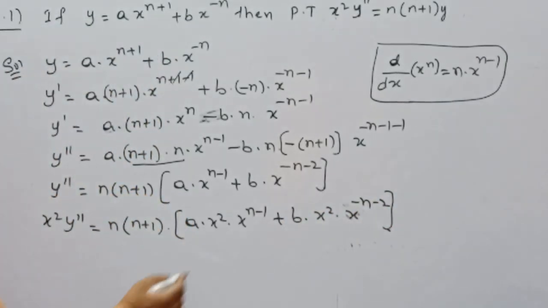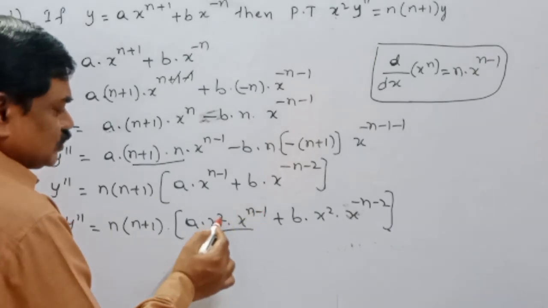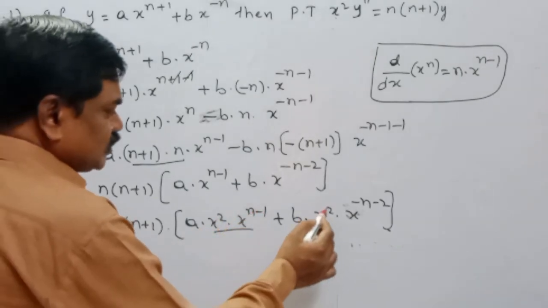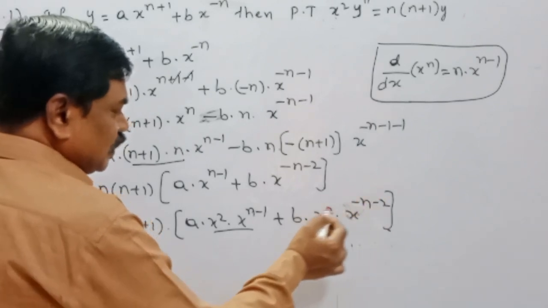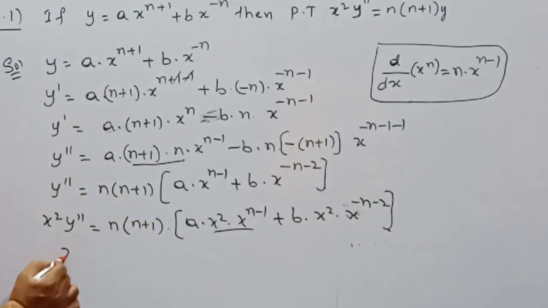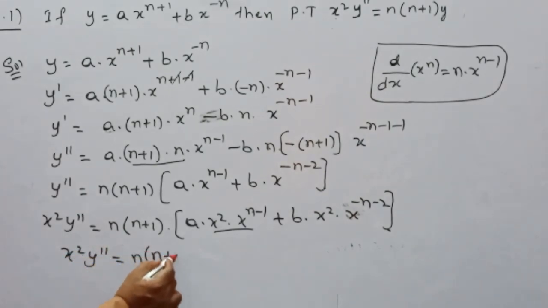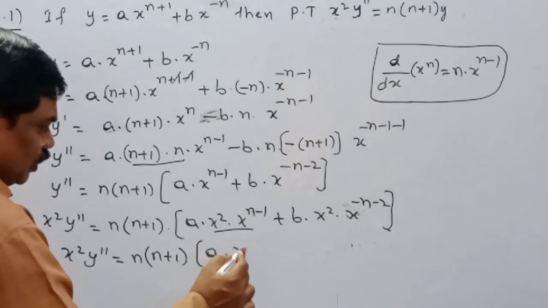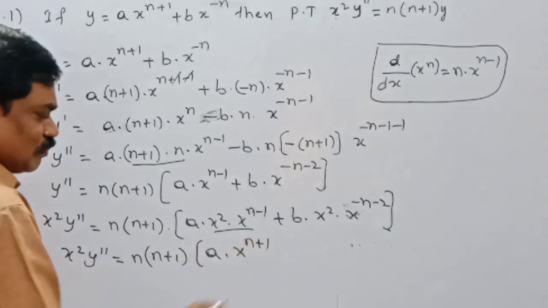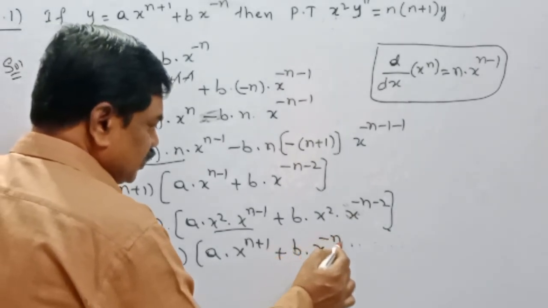Here the bases are equal, so add the powers. n minus 1 plus 2 gives n plus 1, and for x power 2 plus n minus 2, the minus 2 plus 2 cancel. Then x square y double dash is equal to n into n plus 1 into a into x power n plus 1 plus b into x power minus n.